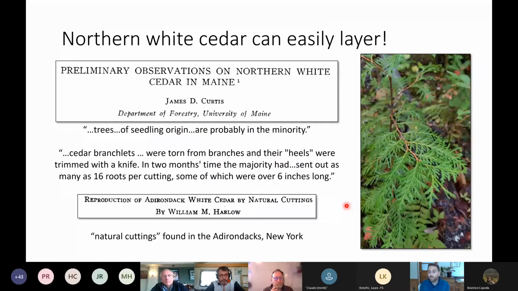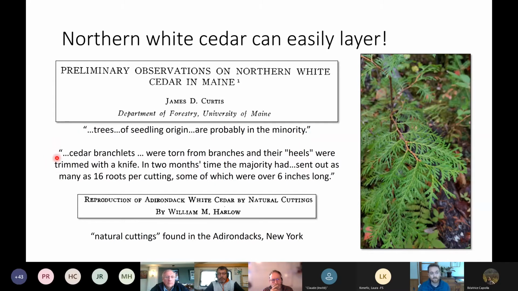So northern white cedar can do this really easily. I'm sure many of you are familiar with this concept, but northern white cedar can layer really easily, and we've known this for a while. For example, James Curtis from the University of Maine, in his paper on preliminary observations of northern white cedar, noted that trees of seedling origin are probably the minority in the stands that he was looking at.